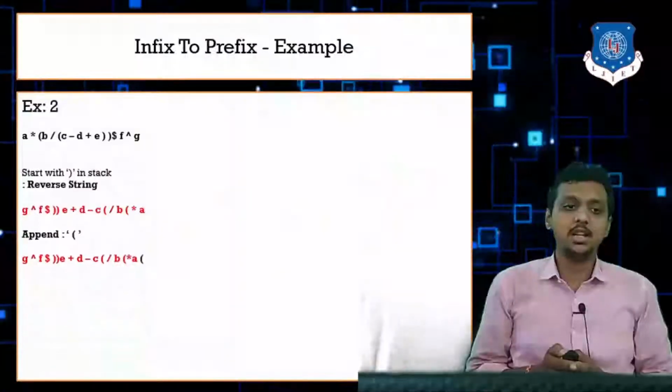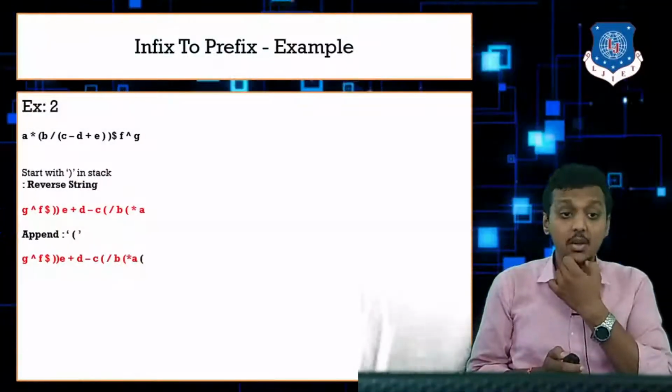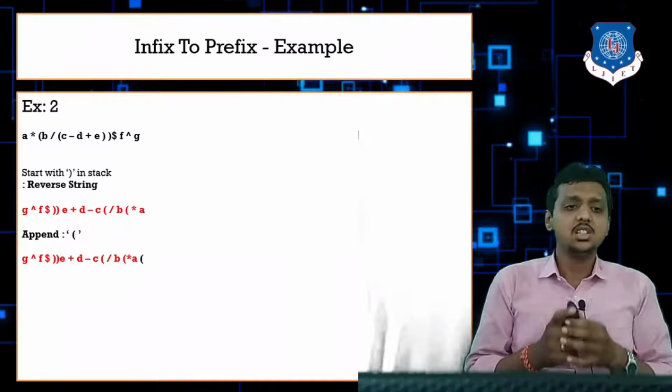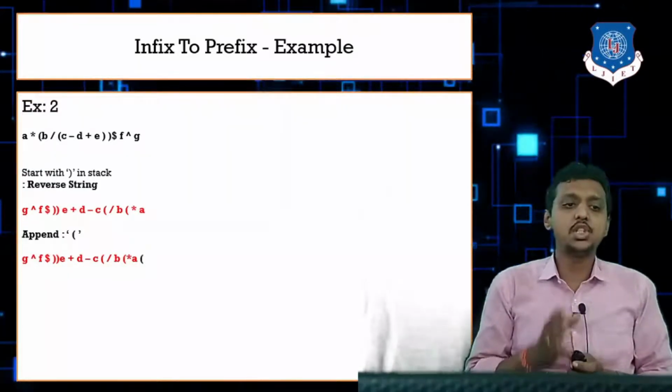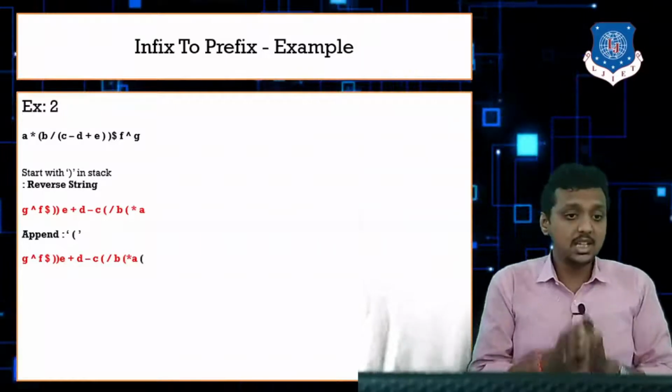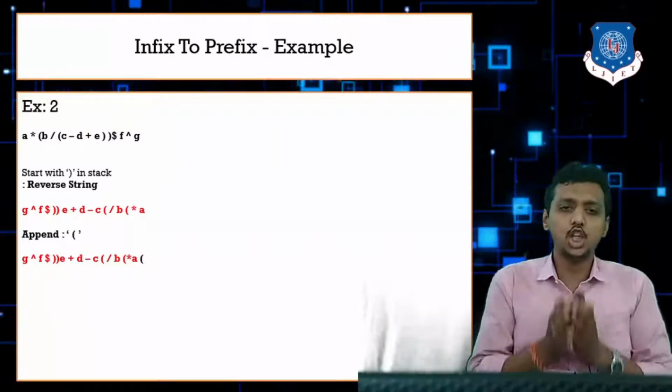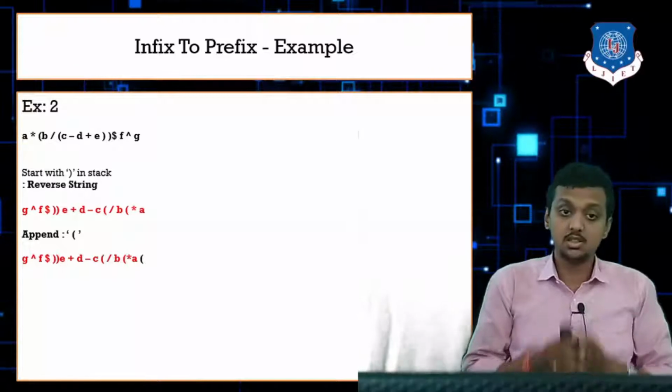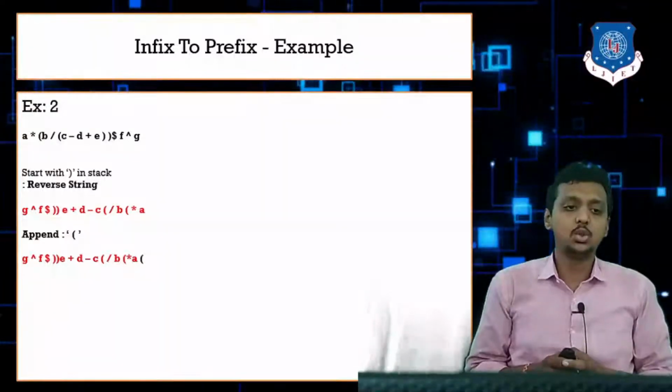So let's take another example to understand it in a better way. Here I have my string: A star opening bracket B division opening bracket C minus D plus E closing, one dollar F caret G. This is a huge example, so let's solve it together.